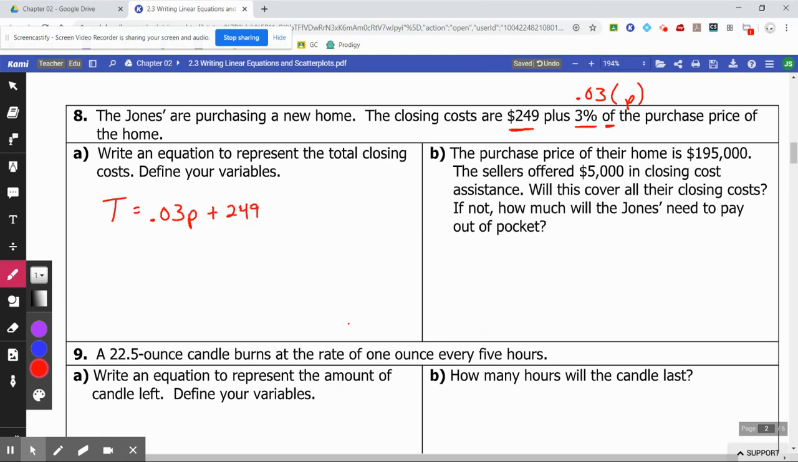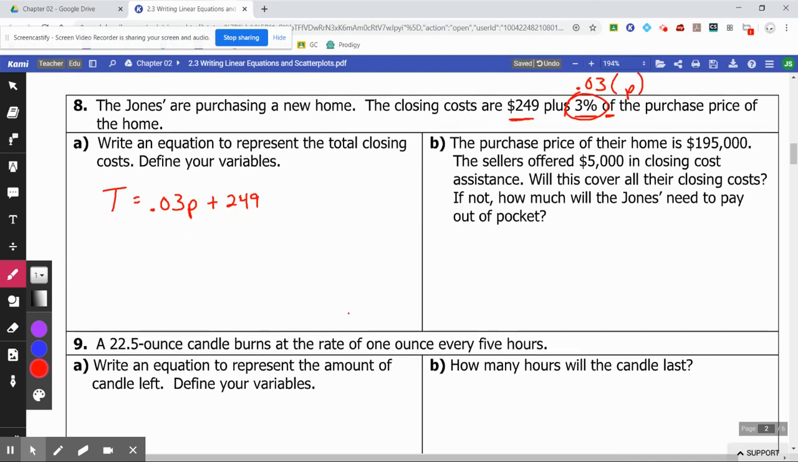in addition to that. Again, notice the rate there. The rate is a 3% rate. 3% of the, so that's the reason that your slope here is 3%. Plus, in addition to that, you're going to have to pay $249 regardless. So even if the purchase price was 0, 3% of 0 is 0, but the $249, that's your y-intercept. That's going to be your starting total value.